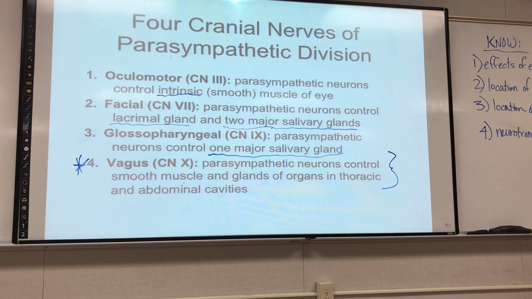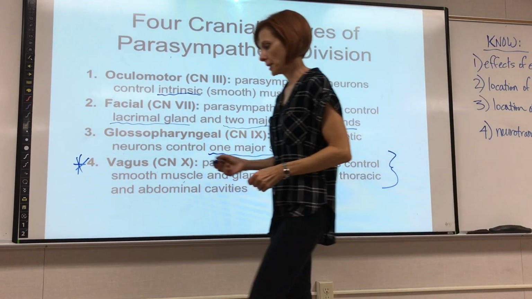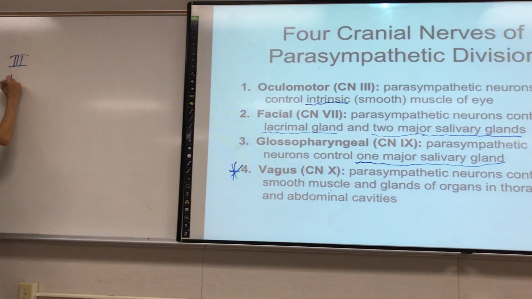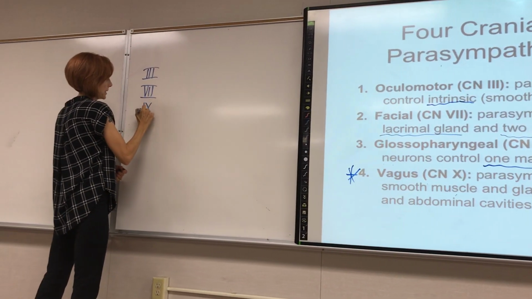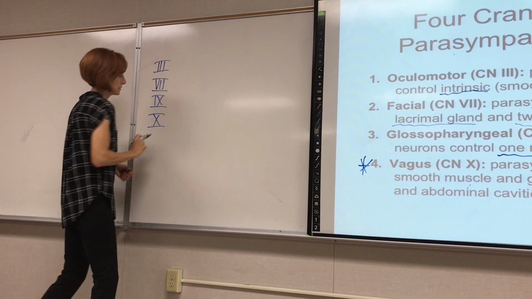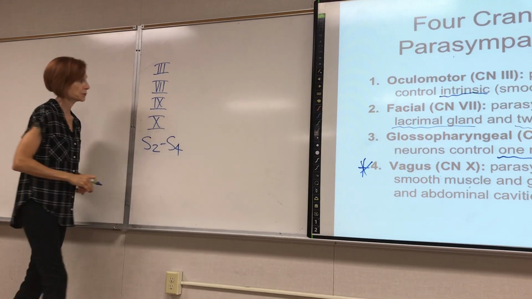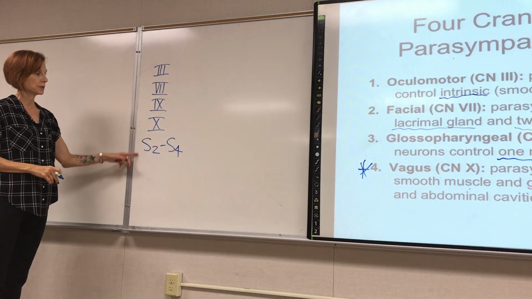Okay, so now we know the location of the preganglionic neurons. They would be located, again, in the brainstem and travel with cranial nerves 3, 7, 9, and 10, right? And then in the lower region of the spinal cord from S2 through S4. So craniosacral.